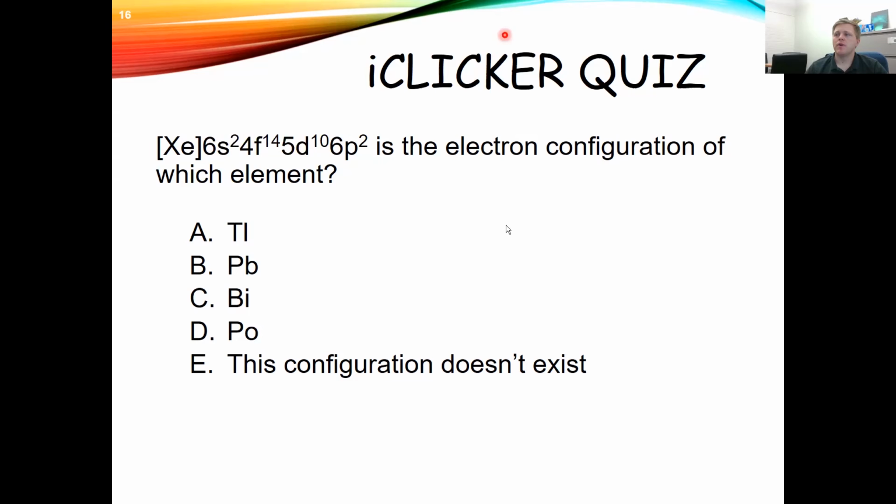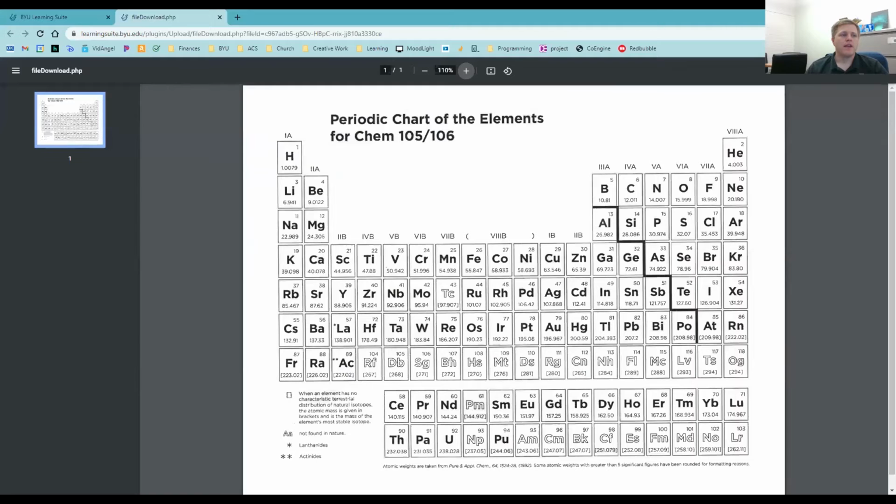So let's jump over to our periodic table. We'll find xenon right here, it's number 54, and then we just have to go 28 past that. So we got 1, 2, 3, 4, 5, 6, 7, 8, 9, 10, 11, 12, 13, 14, 15, 16, 17, 18, 19, 20, 21, 22, 23, 24, 25, 26, 27, 28. All right, so it's 82, so it's actually lead.